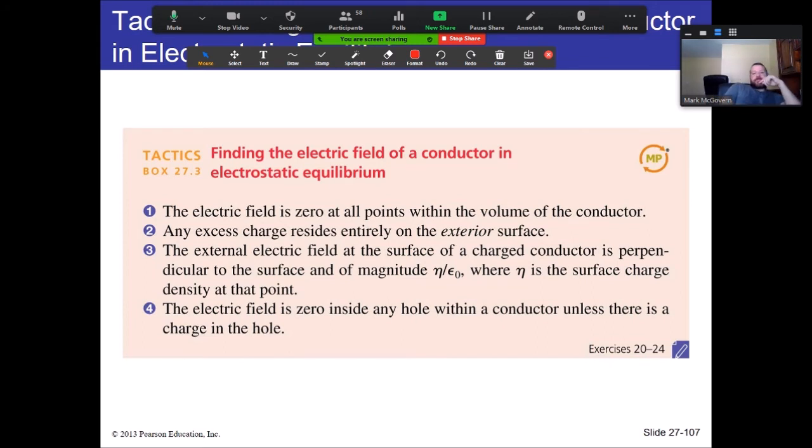All right, so inside the conductors, we want to find the electric field of a conductor in electrostatic equilibrium. What we know is that inside the conductor, the electric field is 0. If there's any excess charge, it's on the surface. The electric field points radially away, and right outside the surface, it's sigma over epsilon naught. If your conductor has a cavity and there's nothing in the cavity, there's nothing there. But if there's something in the cavity, then the same amount of charge builds up on the inner wall with opposite sign.